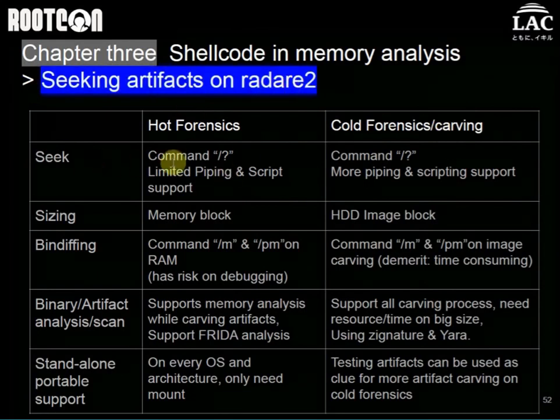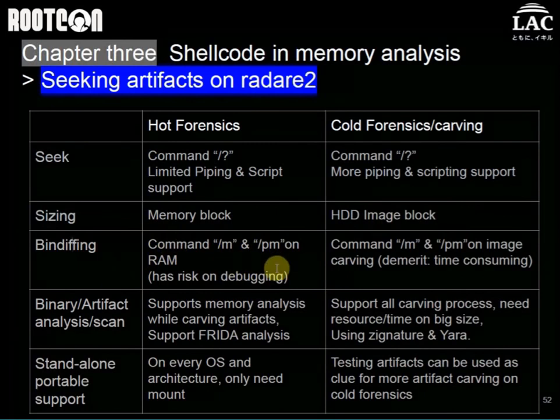But let's see how is the availability of the hot forensic and cold forensic in Radare2. For the seeking, hot forensics can use the / command for searching anything, but it is very limiting for the piping and script support because we are dealing with live forensics on live memory. For cold forensics, we can have more piping and script support. Sizing: we are dealing with a memory block. For the cold forensics, we are dealing with the disk image block. Its size is very different.